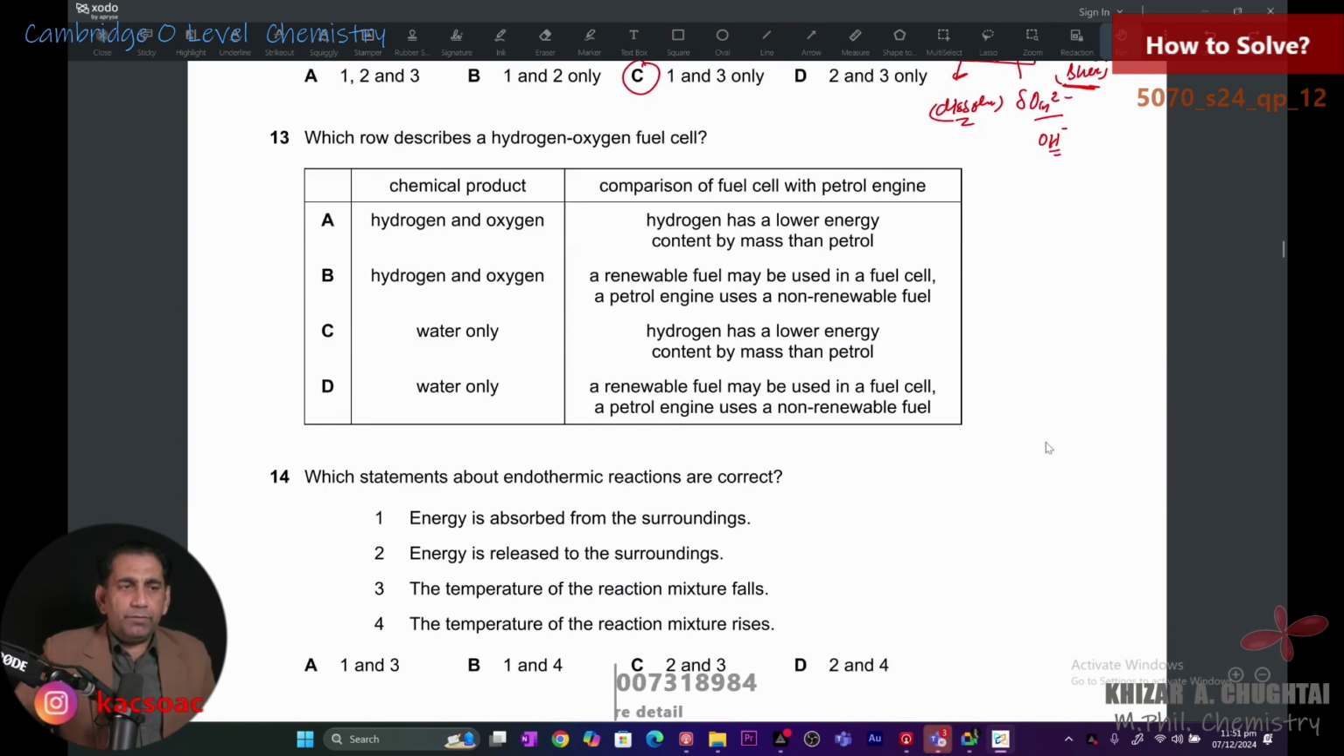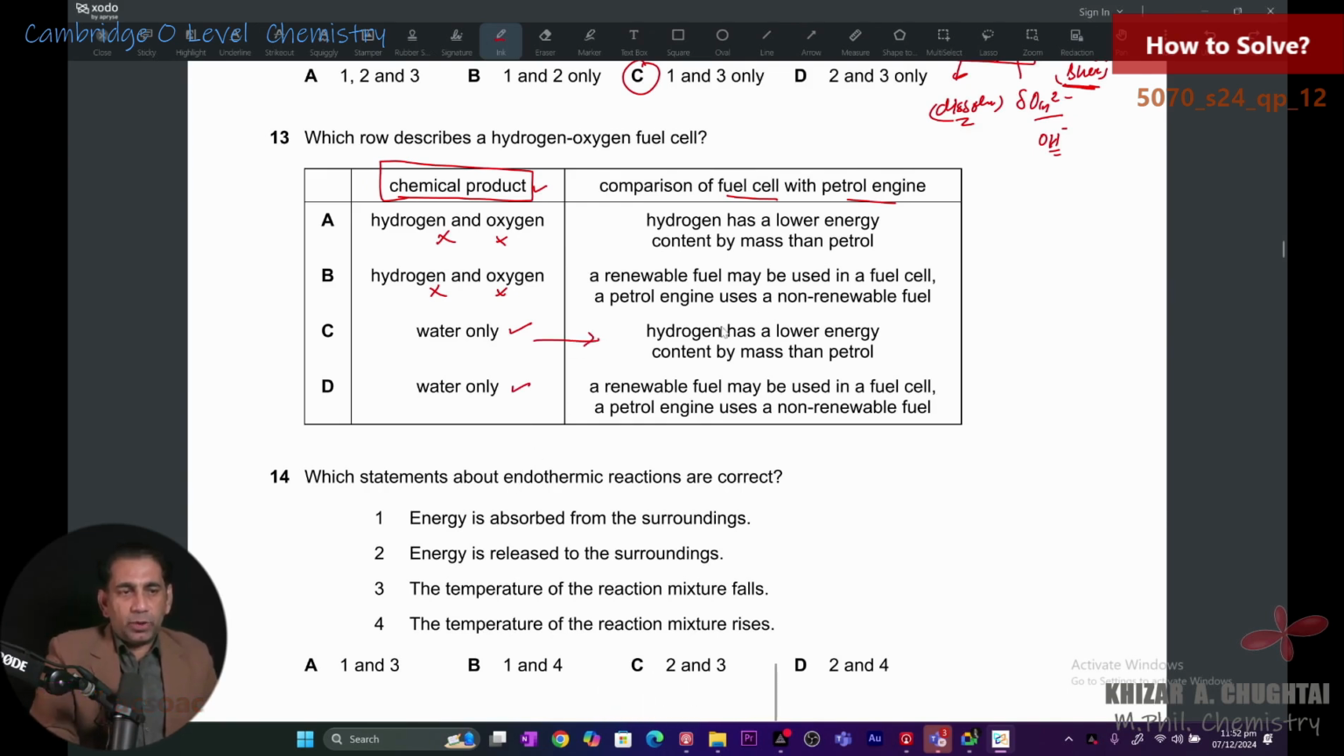Question number 13. Which statement describes the hydrogen oxygen fuel cell? There are 4 options, and here is the comparison of the fuel cell with the petrol engine. Number 1, in a fuel cell, the product is water and current, not hydrogen or oxygen, because these are the main electrodes or ingredient, or you can say the main fuel. So either C or D may be the correct option.